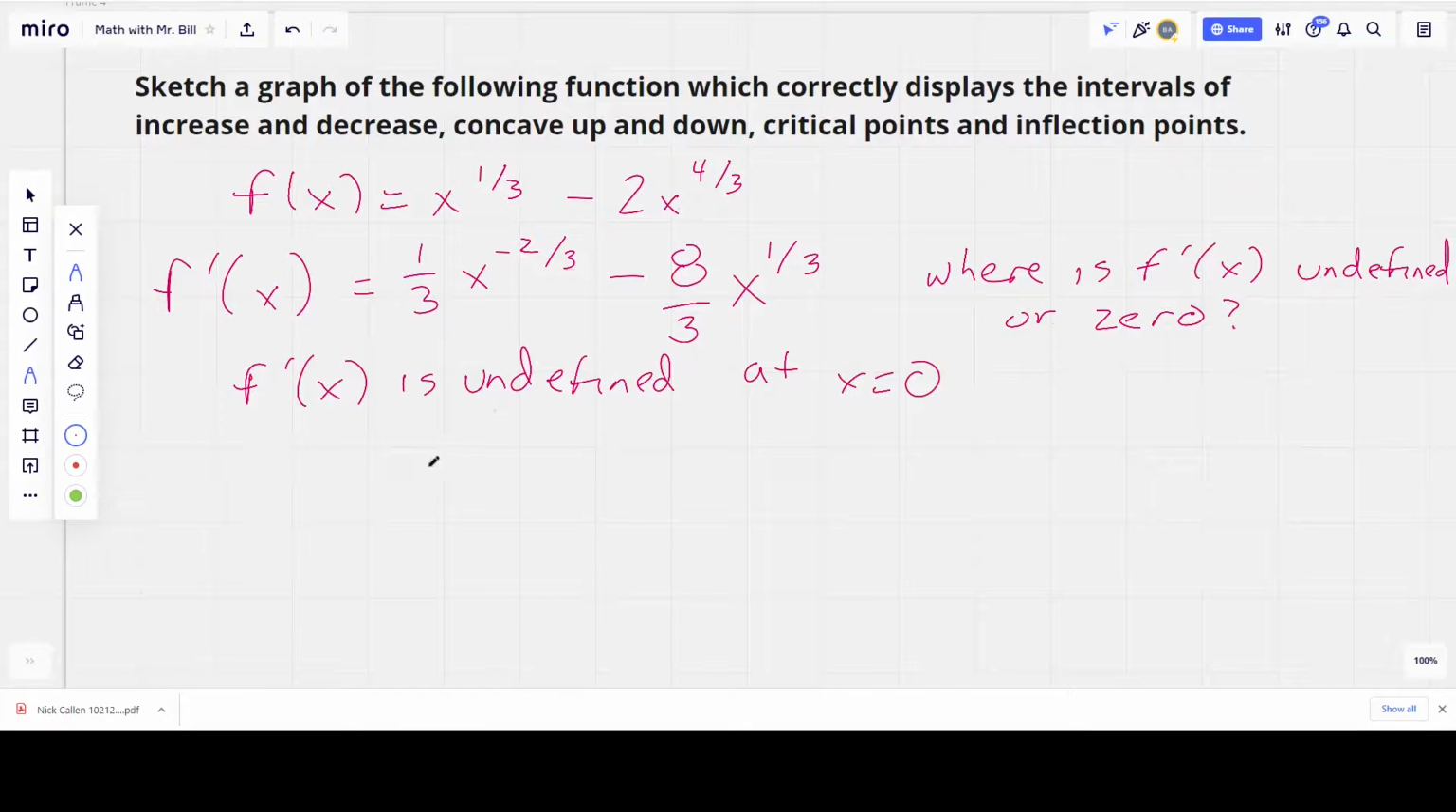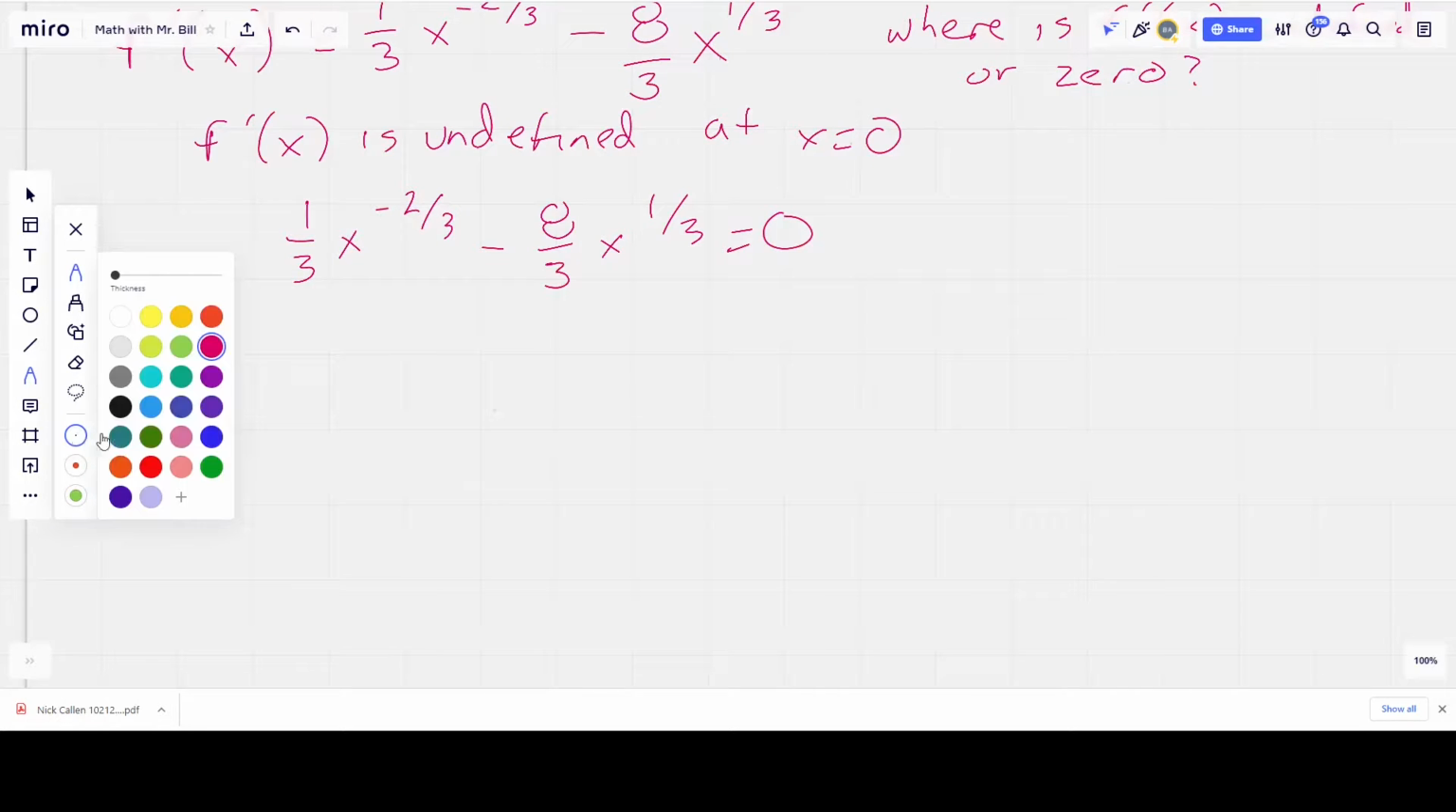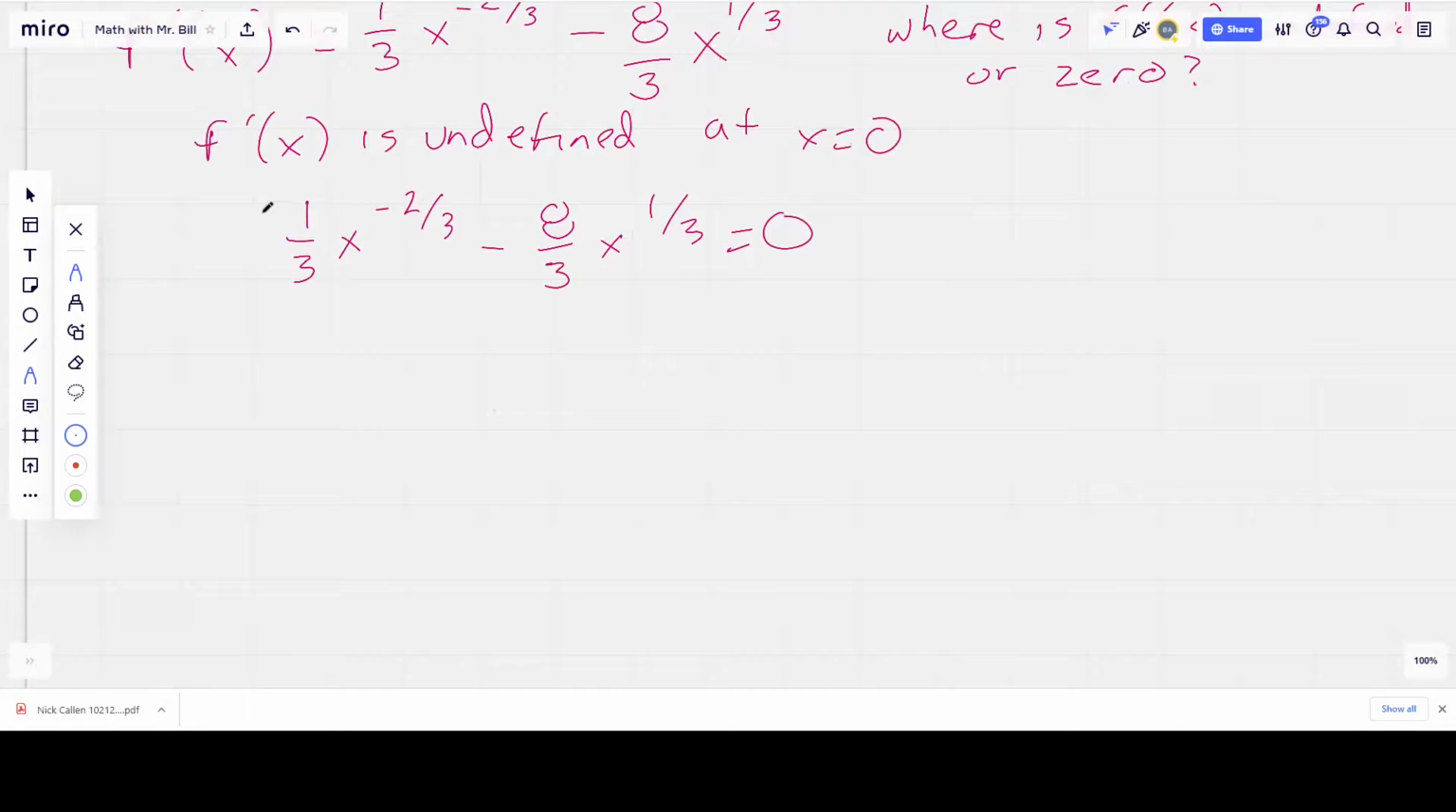So now let's take f prime and set it equal to 0. We'll take 1/3 x to the negative 2/3 minus 8/3 x to the 1/3, and we'll set that equal to 0. I'm going to multiply both sides by x to the 2/3. And this is okay because I already know that when x is equal to 0, the derivative is going to be undefined. So I've taken care of that.